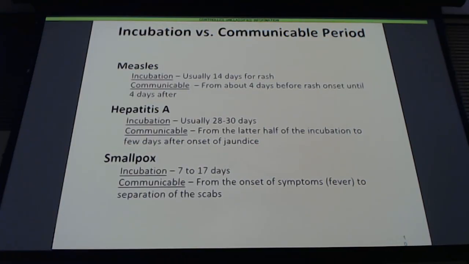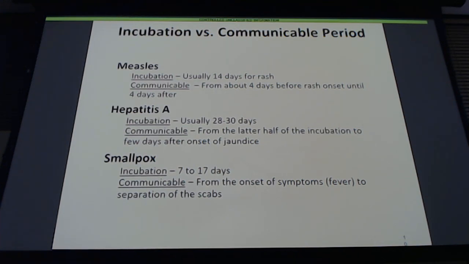FA incubation usually 28 to 30 days. That's on average. Right? The communicable part is the first latter half of the incubation. So we'll say it's 30 days, so that's 4 weeks. We'll go back 2 weeks. So about 2 weeks in, during the incubation period, you're already starting to spread FA. Okay? So a few days after onset of jaundice. So after jaundice, and here it says a few days, usually it's about a week or so after jaundice as well, that you can still spread.